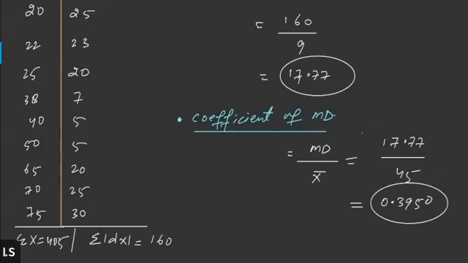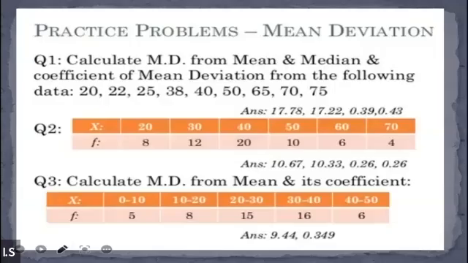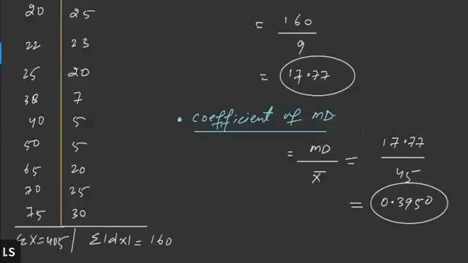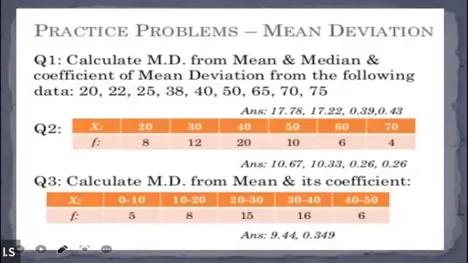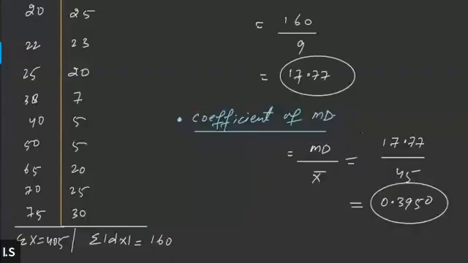So let's tally our answers. So we have got 17.78. Okay, almost. We are almost there. 17.77. And then we have the 0.39. So that is also correct. 0.39 coefficient of mean deviation. Any doubts? No, sir. No. You are still writing it? No, sir, completed. So let's move to the next question.